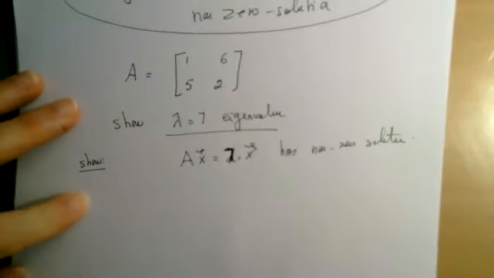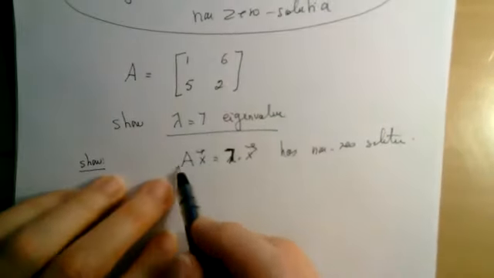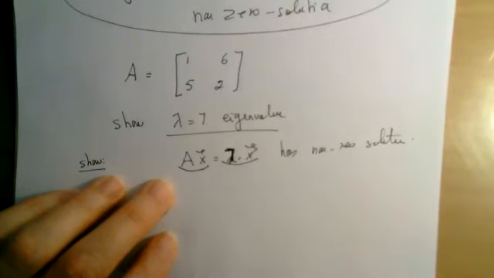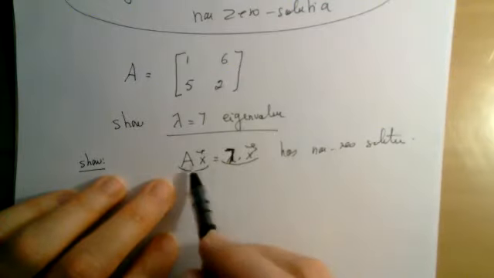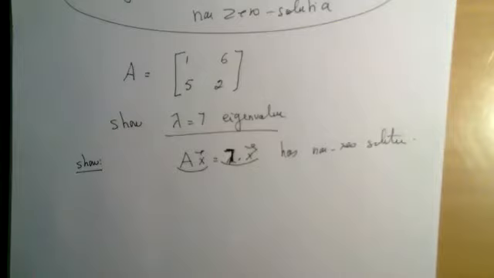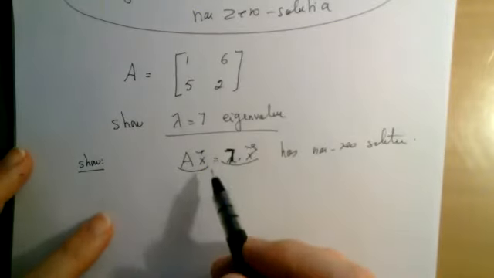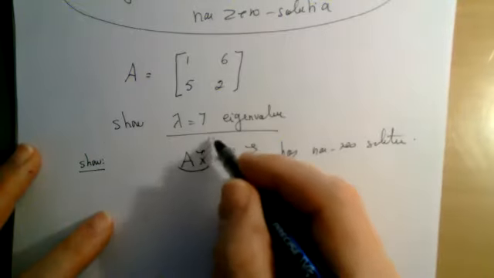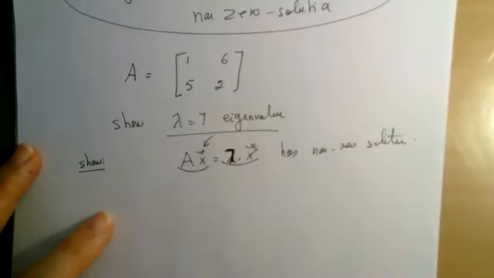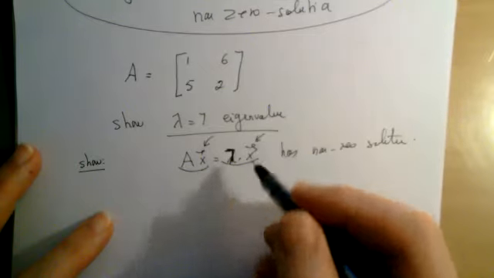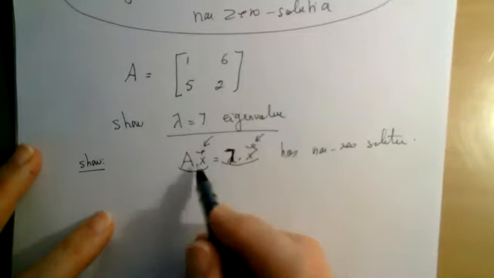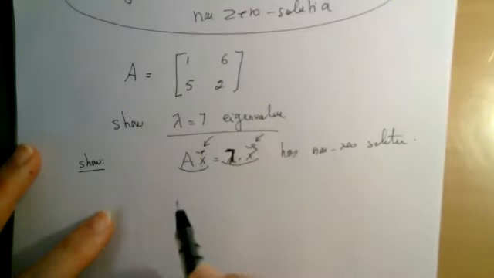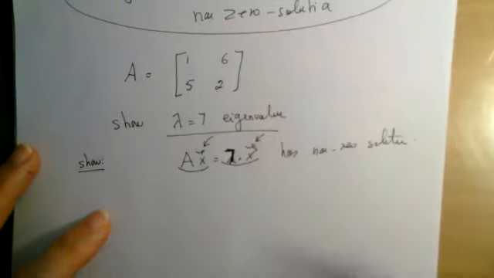Okay, so what we have to show is that if I try to solve this system, AX equals 7X, I can find a non-zero X that satisfies this equation. All right, so far we've solved a lot of systems, but we've never solved a system where I have a variable to the left and a variable to the right. So here, my X is to the left and to the right. We actually never solved such kind of system.